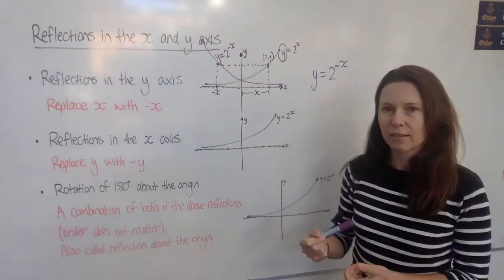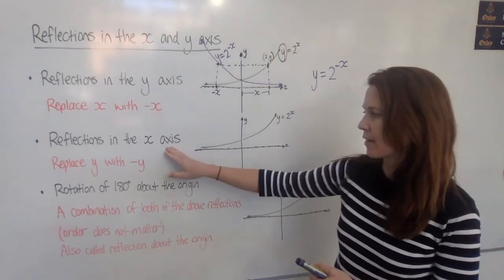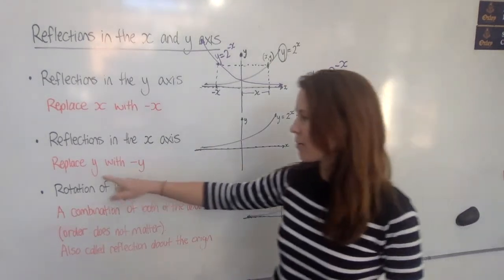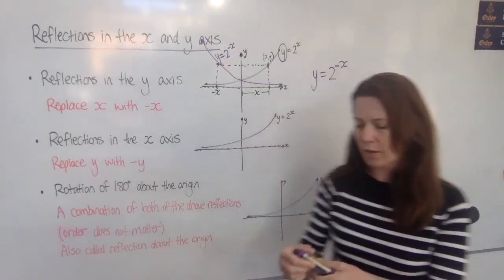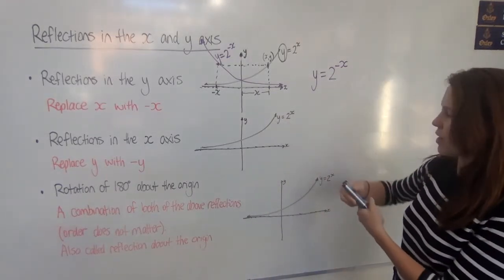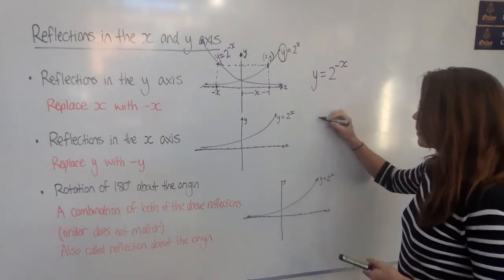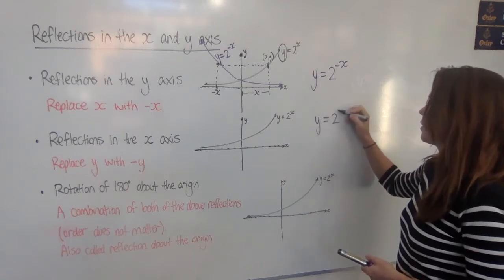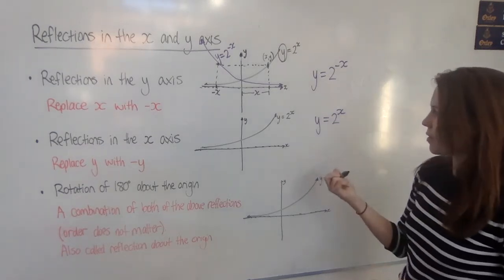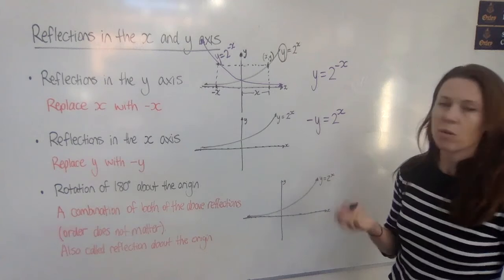And that explains why you still get the same y values, but you get them on the other side. Let's look at reflections in the x-axis now. To create these, we're basically replacing y with negative y. So if I take this original function here, y equals 2 to the power of x, what we're saying is that we're going to replace y with negative y.